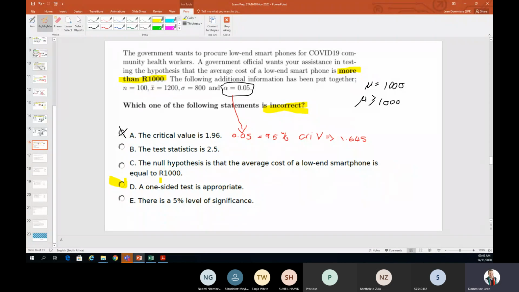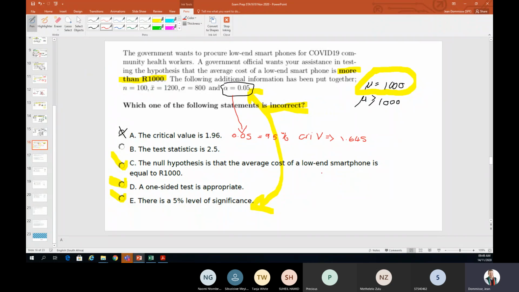So what else? Quickly run through it. So that we need to calculate. We can do that now so that you have that as well. The null hypothesis is that the average cost of a low-end cell phone is equal to, so we've done that. So that is correct. So still need to calculate that one. There is a 5% level of significance. Yes, there is. They told us that. So that is correct. So let's work out the t-stat.